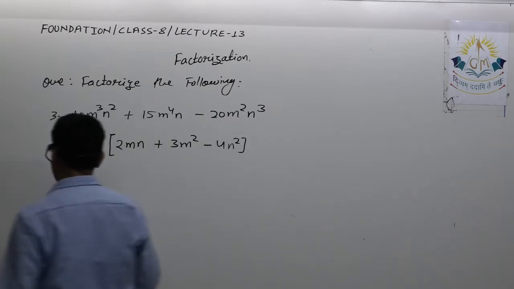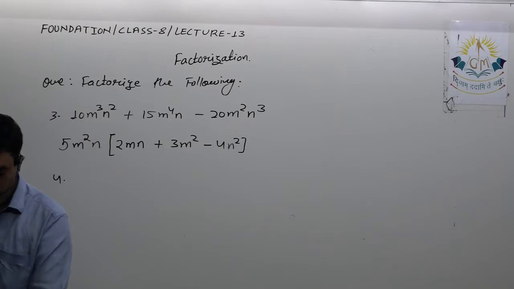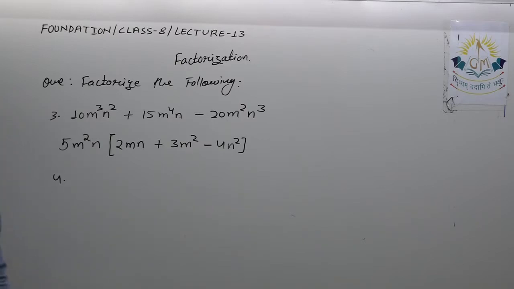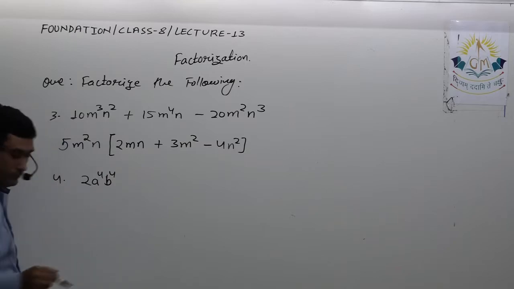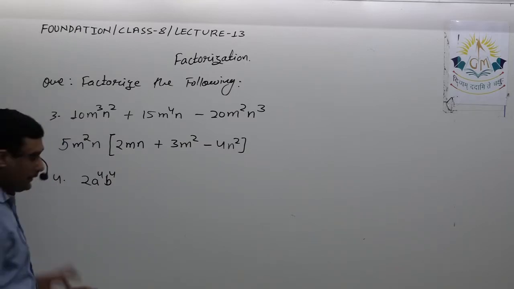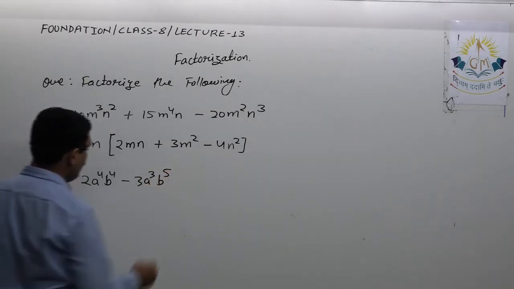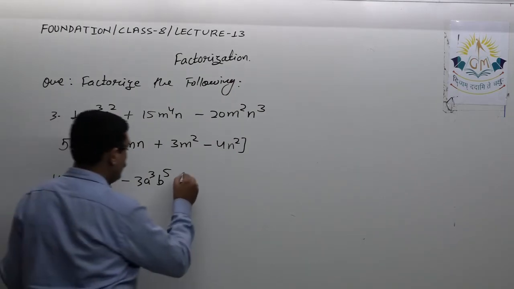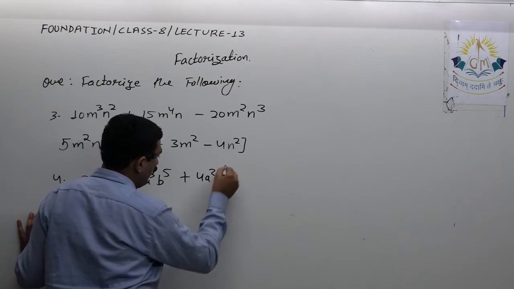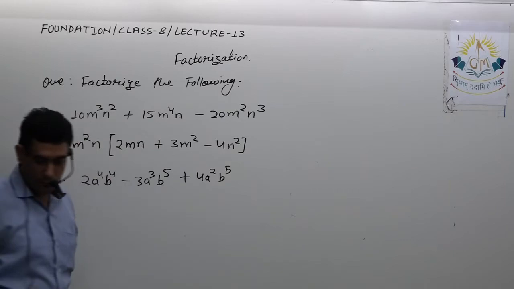Okay, now let us see the next question, question number 4. 24 a raised to 4 b raised to 4, 2 a raised to 4 b raised to 4 minus 3a cube b raised to 5 plus 4a square b raised to 5.